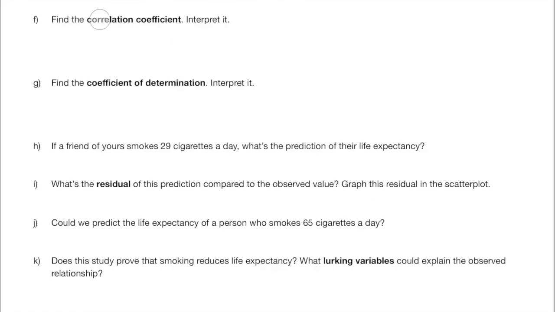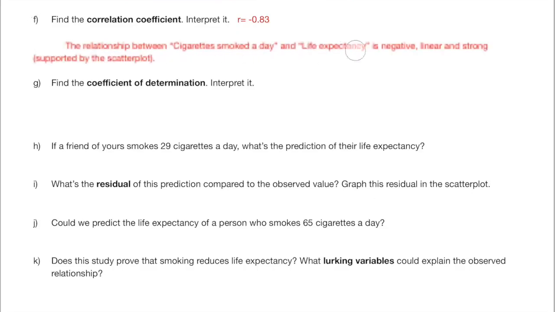Question F. Find the correlation coefficient and interpret it. You do this with a software. It is negative 0.83. The scatter plot shows that the relationship is linear, so we can interpret the coefficient in this way. The relationship between cigarettes smoked a day and life expectancy is negative, linear, and strong.